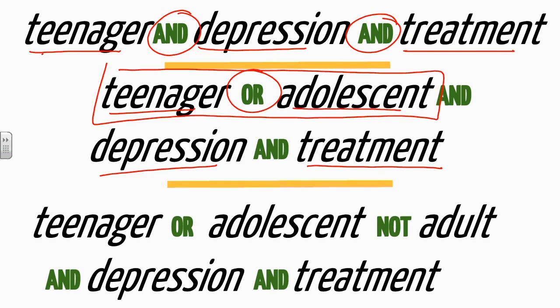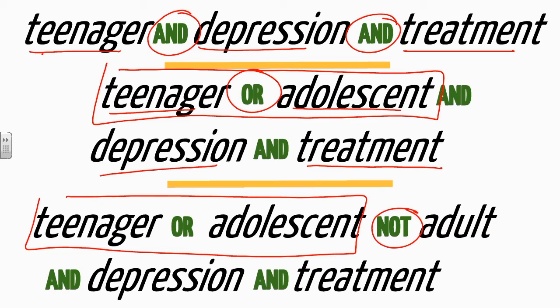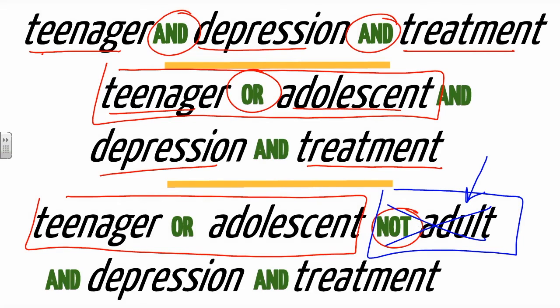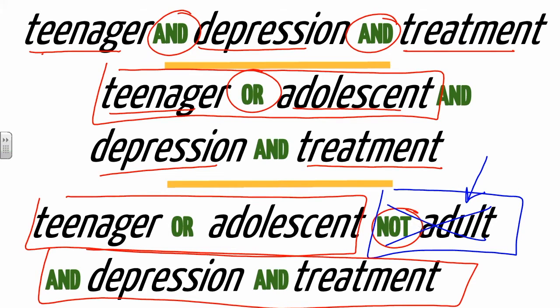And last but not least, here's how I might use the operator not. So I know I want teenager or adolescent, and now I'm going to throw in not, and I'm going to say not adult. So if the article has the word adult in it, it's not going to return that article. And I'm continuing to say that I want the words depression and treatment. So that's a little peek at how you use Boolean operators along with your search terms in a database.